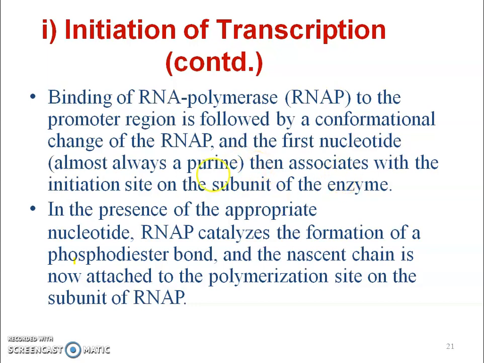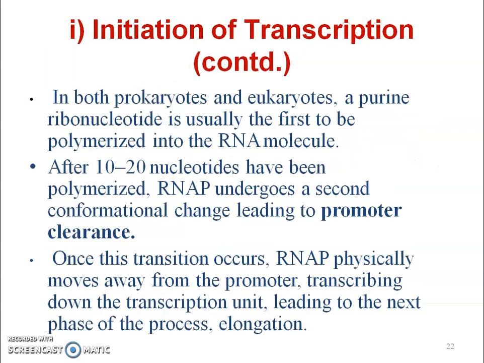So on the subunit of the RNA polymerase, initiation will start. In the presence of the appropriate nucleotide, the RNA polymerase catalyzes the formation of a phosphodiester bond and the nascent chain is now attached. Nascent chain means the new RNA chain is attached to the polymerization site on the subunit of the RNA polymerase. So the new chain which is formed has the phosphodiester bond. In both prokaryotes and eukaryotes, a purine ribonucleotide is usually the first one to be polymerized into the RNA molecule.